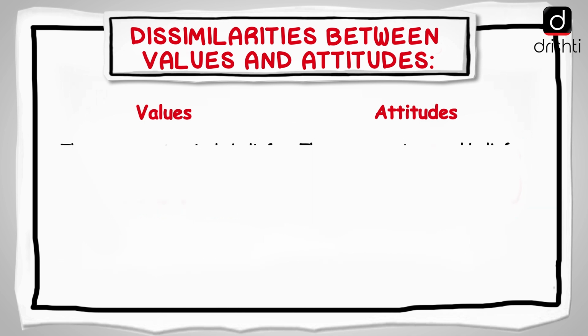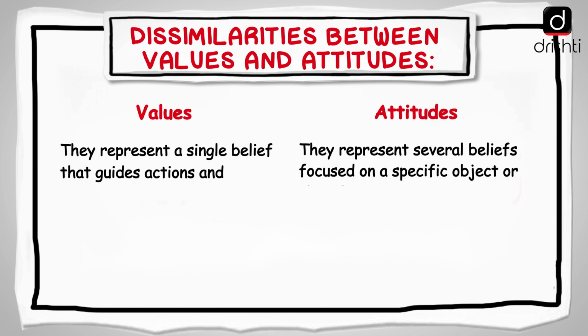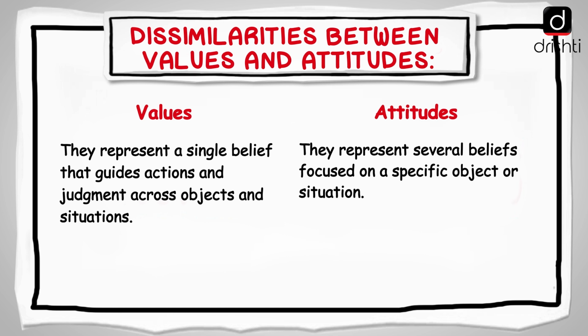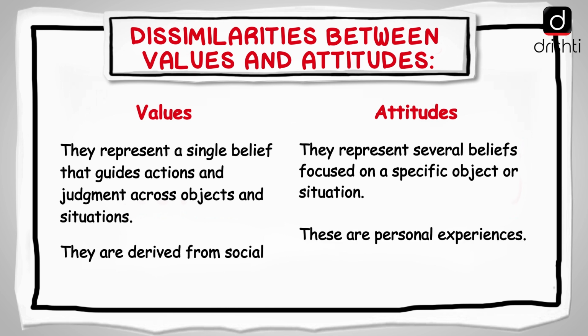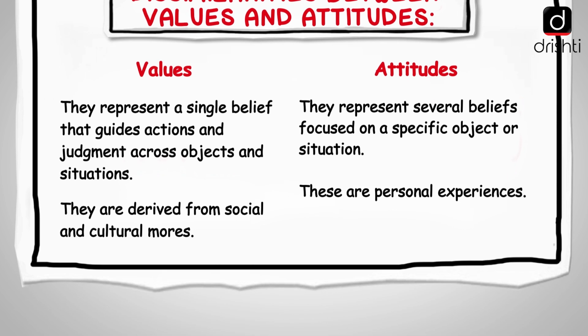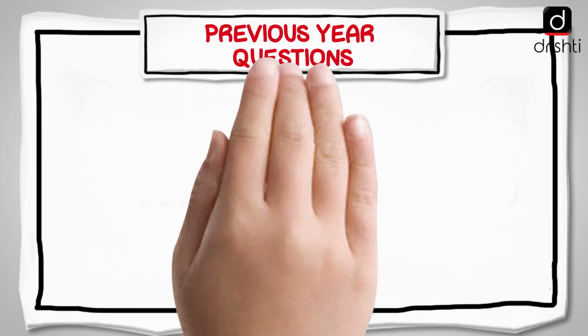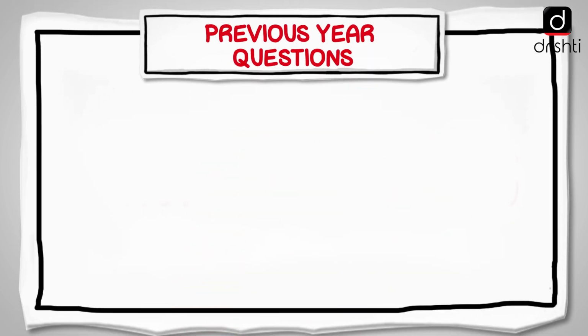Values represent a single belief that guides actions and judgment across objects and situations, while attitudes represent several beliefs focused on a specific object or situation. And lastly, values are derived from social and cultural mores, whereas attitudes are personal experiences. Now, let us look at some of the questions asked in the previous year examination.